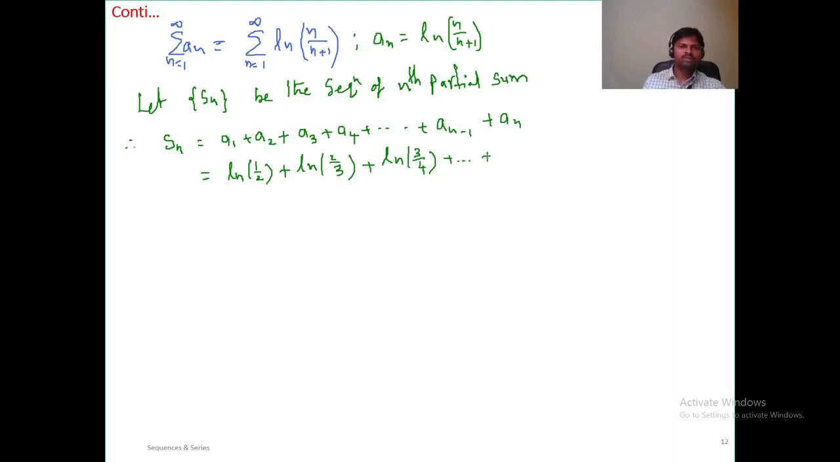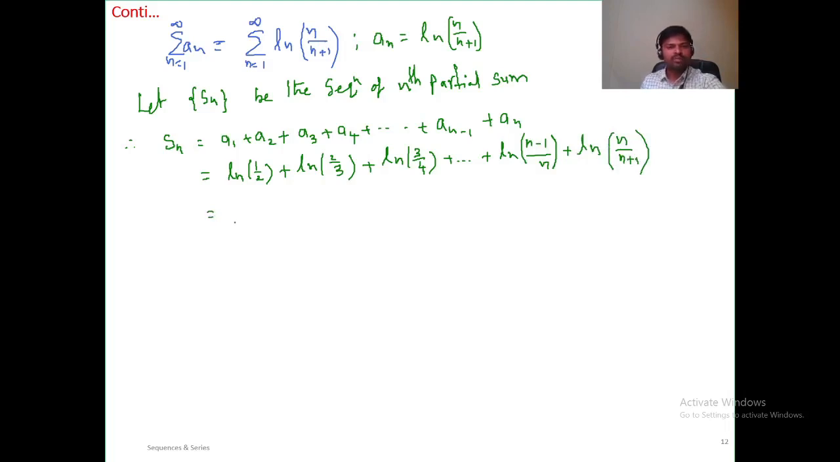What is aₙ₋₁? Substitute n minus 1 instead of n: ln of n minus 1 divided by n. Instead of n we write n minus 1, ln n minus 1 by n. Plus what is aₙ? ln n by n plus 1. Okay, now you simplify the terms.